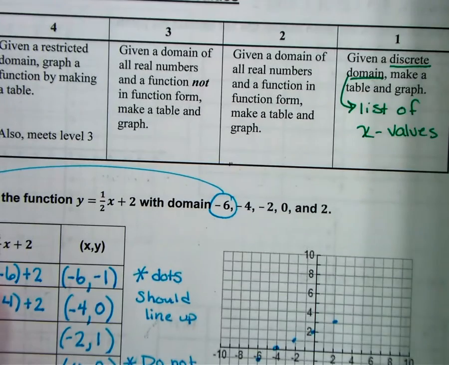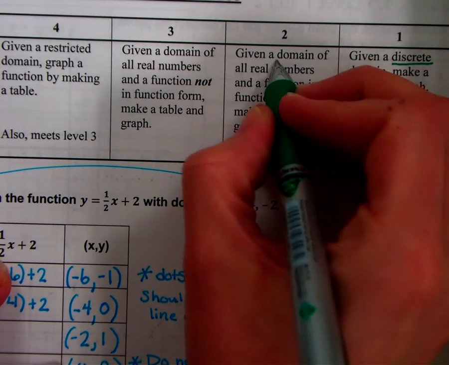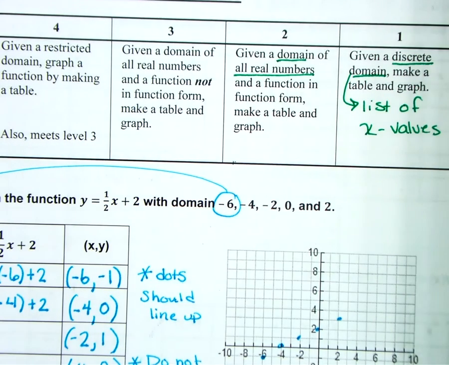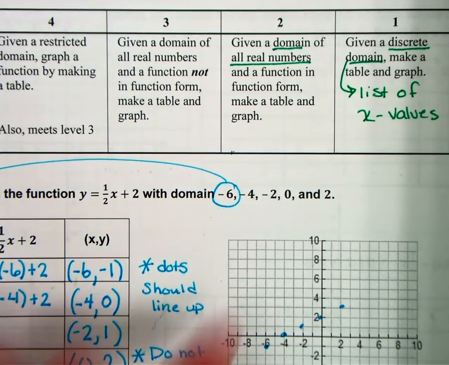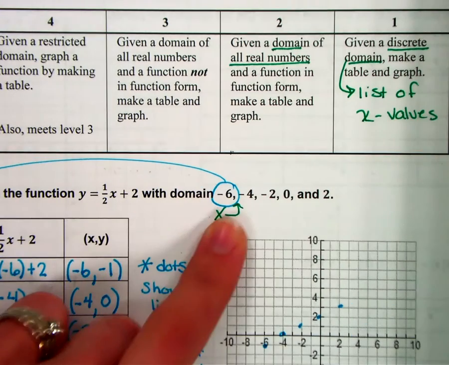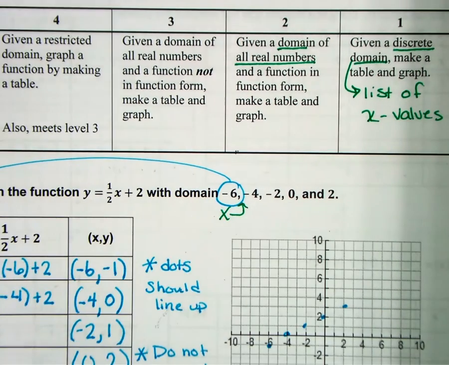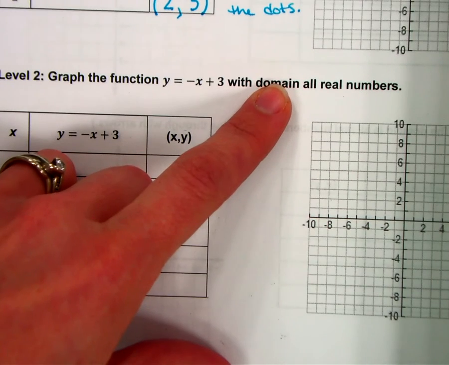So I'm going to go back down here. It says, given a domain, this time I'm going to give you a domain of all numbers. And we're going to do the same thing. So how does that make it different? Yesterday I told you specifically that these are your x values. Your x was -6, your x was -4, your x is -2, your x is 0, your x is 2. I told you that very specifically. Today, all it says is your x's are all numbers.